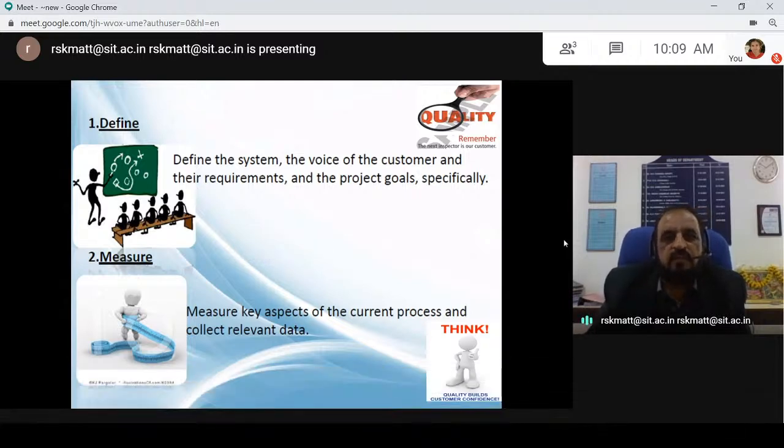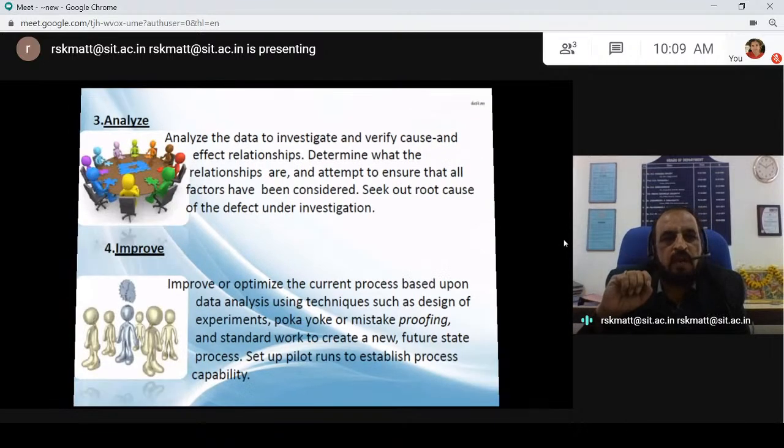We need to define the problem and our project objectives, taking into consideration the customer voice, and measure the key aspects of the current process and collect the relevant data, because it is fact based. The measurement is to be done.